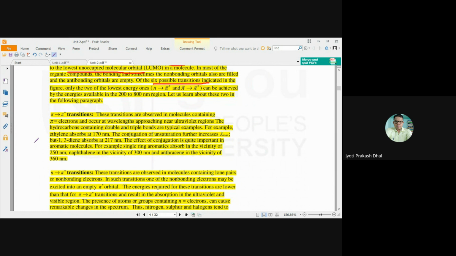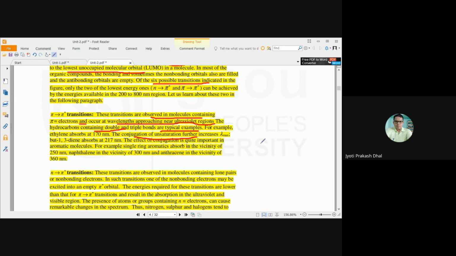Let us discuss the first one, that is pi to pi star transition. These transitions are observed in molecules containing pi electrons and occur at a wavelength approaching the near UV region. Hydrocarbons containing double bonds or triple bonds are typical examples. For example, ethylene absorbs at 170 nanometer. If conjugation of double bonds or conjugation of unsaturation is there in the organic molecule, then lambda max increases further.